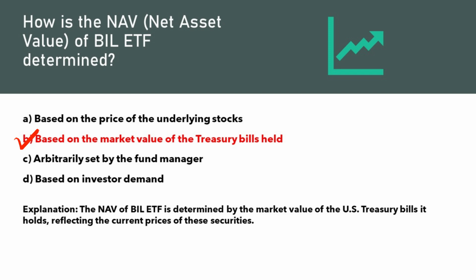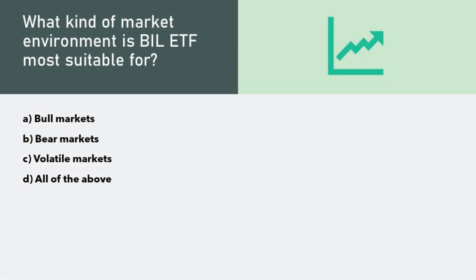Answer: B. Based on the market value of the Treasury bills held. Explanation: the NAV of BIL ETF is determined by the market value of the U.S. Treasury bills it holds, reflecting the current prices of these securities. What kind of market environment is BIL ETF most suitable for?